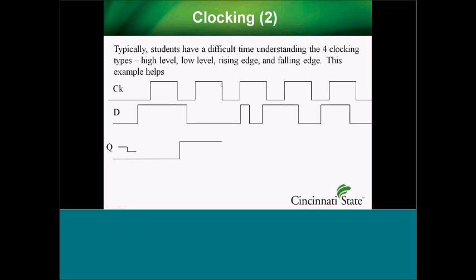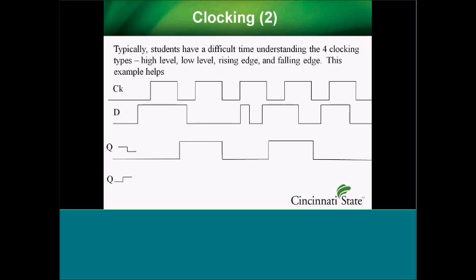I'm a little puzzled when students have a hard time with this because it really becomes very simple. Here's the downward edge. D is a zero. It goes down. The next downward edge is here. D is high. It goes high. Next downward edge, D is zero. It goes zero. And then the next downward edge, D is zero, so it holds that out. Notice one of the salient features of the edge triggers, that there is not a lot of jitter. So that's that.